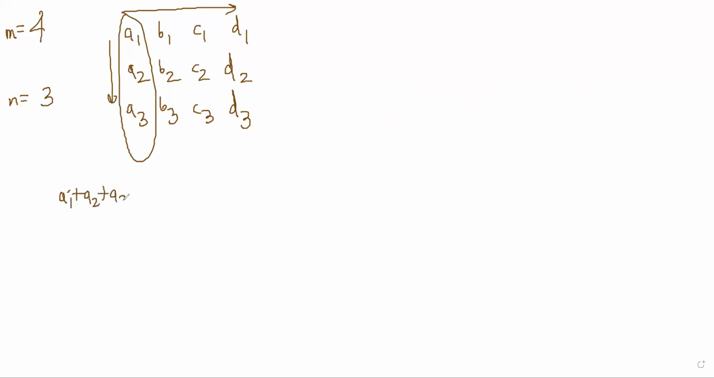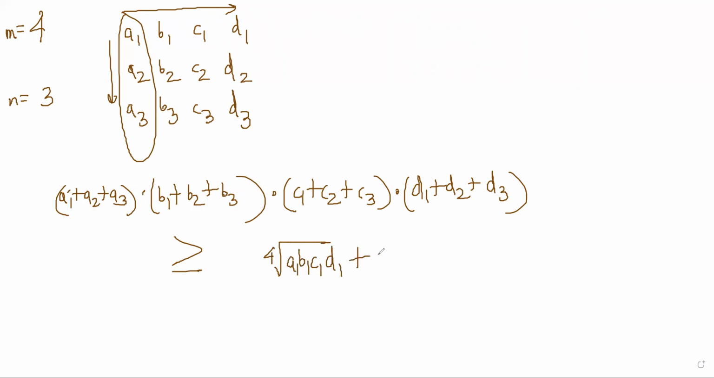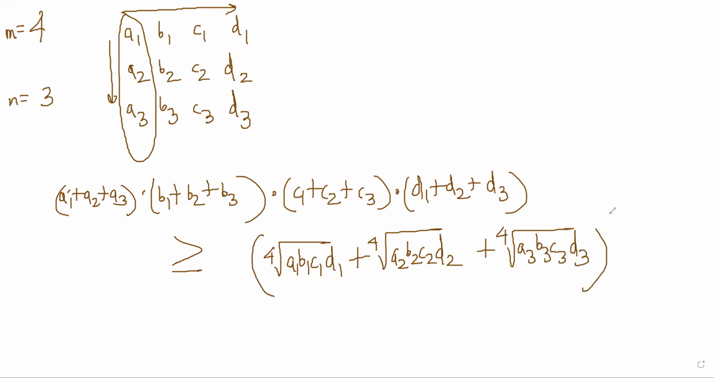So A1 plus A2 plus A3 multiplied by B1 plus B2 plus B3 multiplied by C1 plus C2 plus C3 multiplied by D1 plus D2 plus D3 is always greater than or equal to the product of these things to the power 1 by 4, or the fourth root of these. So we'll have the fourth root of A1, B1, C1, D1 plus the fourth root of A2, B2, C2, D2 plus the fourth root of A3, B3, C3, D3, and the whole thing has to be raised to the power m, so that is 4. So this is your Holder's inequality for these numbers.